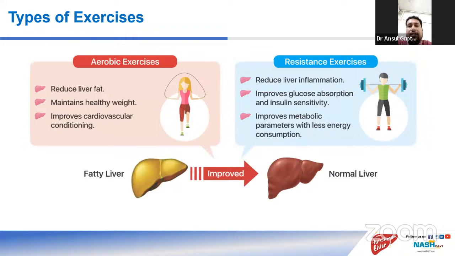Now, what I told already, we have to have both kinds of exercises. Aerobic exercises reduce the liver fat, maintain health, and improve cardiovascular condition, that is skipping, jogging, swimming, cardio. Next are resistance exercises. They reduce liver inflammation, increase glucose sensitivity and glucose absorption, and improve metabolic parameters with less energy, that is weightlifting or push-ups. These come under resistance exercises, which will help in reduction of fat and fibrosis.